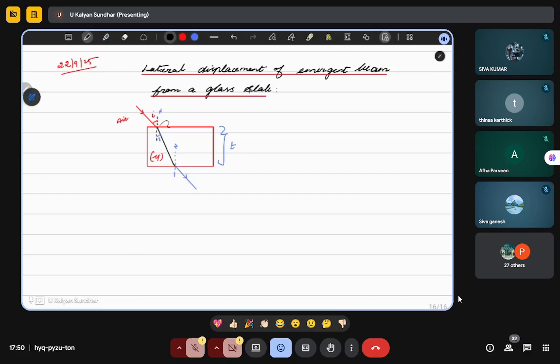Now, if I extrapolate the incident ray, the actual path of the incident ray and the emergent ray will be parallel to each other, right? And this distance between the actual path of the incident ray and the emergent ray is what we call the lateral displacement. So here the small d is called your lateral displacement.